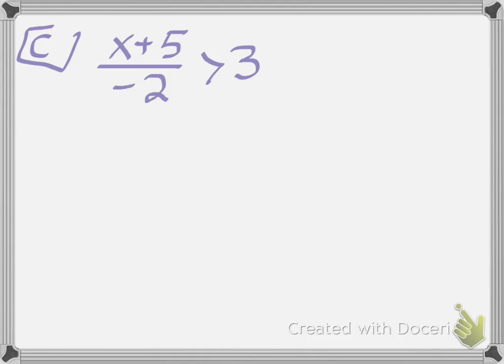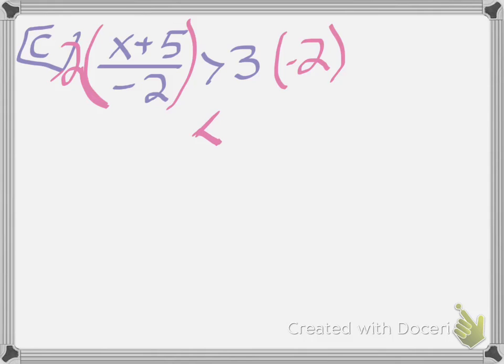This time the other thing is this denominator of negative 2. So I'm going to multiply both sides by negative 2. Now I multiplied by a negative. Before I do anything, I'm going to switch my inequality symbol. And now I'll simplify. Negative 2 divided by negative 2 is 1. That goes away. I just have my numerator left. x plus 5 is less than now.